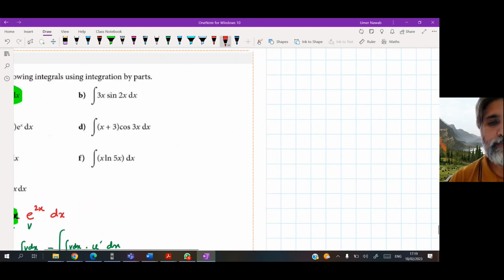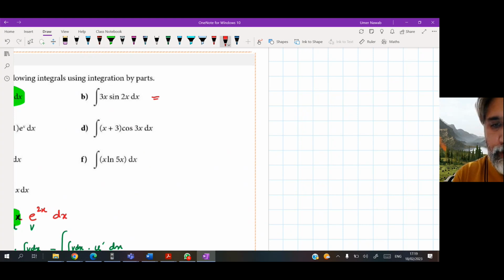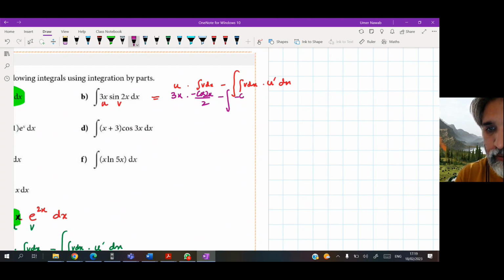Let's do the b part. B part again. This is u and this is v. U dot integration of v minus integration of v u prime. Okay, what is u? U is 3x. Integration of sine 2x is minus cosine 2x divided by 2, and the derivative of 3x is just 3.